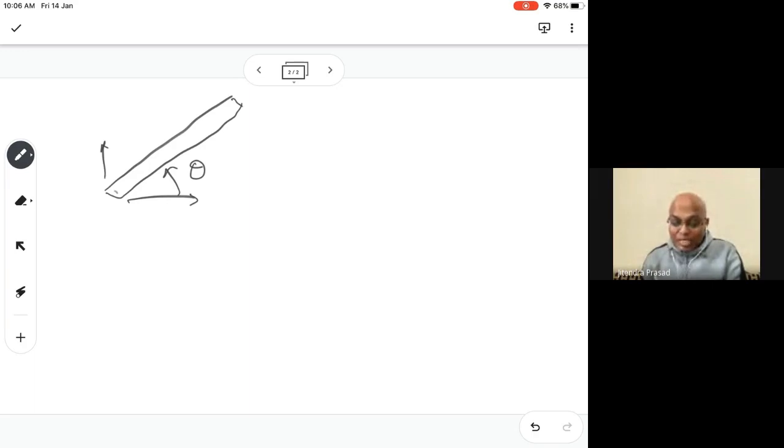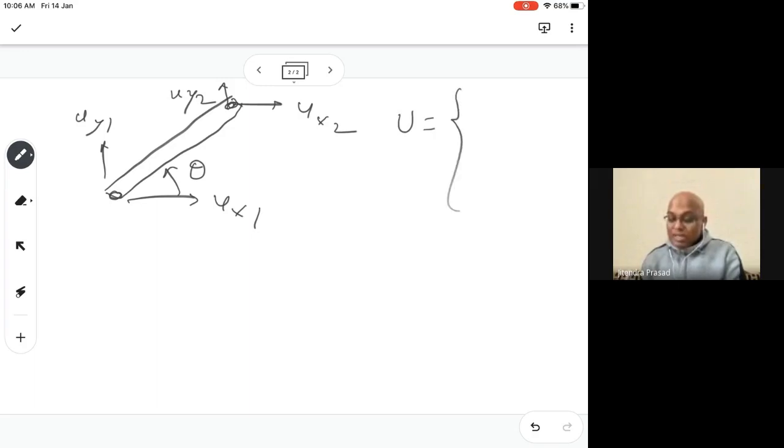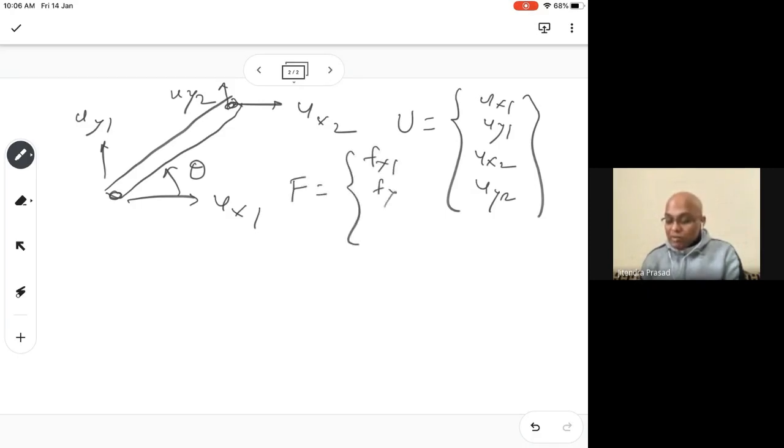So here we will have 2 degrees of freedom per node now, and you will have Ux1, Uy1, Ux2 and Uy2. We have 2 degrees of freedom per node, total 4 degrees of freedom. So now our displacement vector will be ux1, uy1, ux2, uy2. And similarly, the force vector we can write as the corresponding fx1, fy1, fx2, fy2.